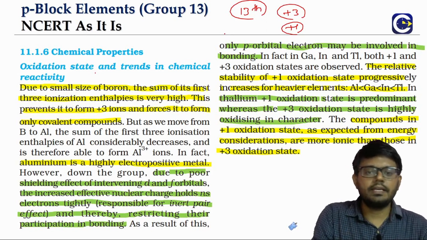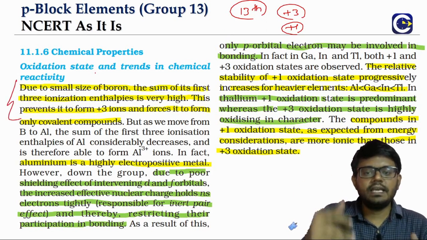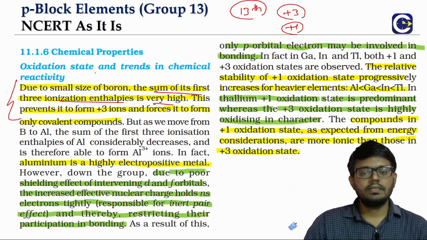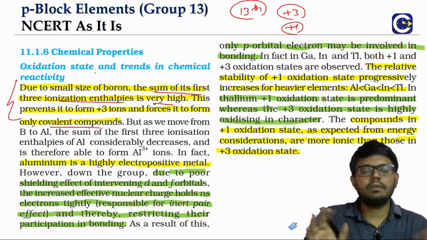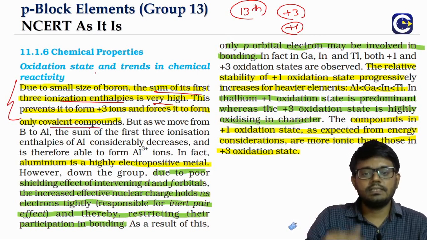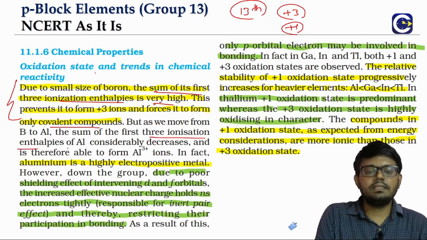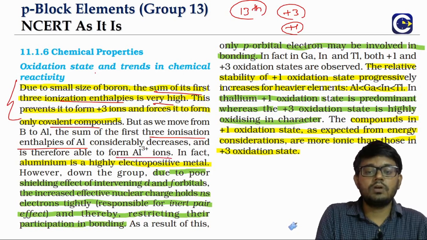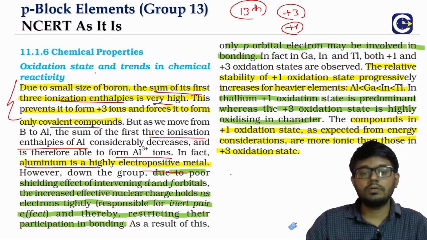If you look at boron, the first 3 ionization enthalpy values, we have seen, come out to be very high, and that is the reason why boron compounds will be predominantly covalent. They will not have ionic characteristics. But when you move from boron to aluminum, there is a significant decrease in the total ionization enthalpy value. So that is the reason why aluminum not only forms Al3+, but is in fact a highly electropositive metal.